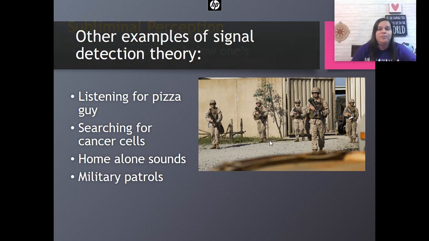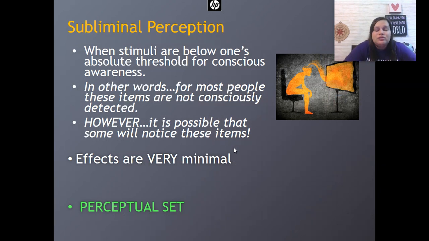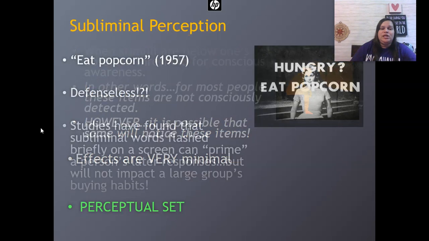Another level of threshold is below our threshold, and that is subliminal perception. Subliminal meaning below. So when stimuli are below your absolute threshold for conscious awareness, then that's subliminal perception. For most people, these are signals that are not consciously detected. However, for some people, it is possible. The effects are very minimal. And I'll come back to perceptual set.